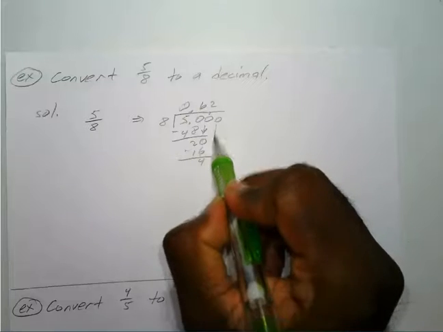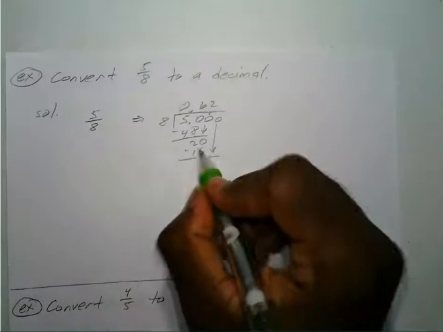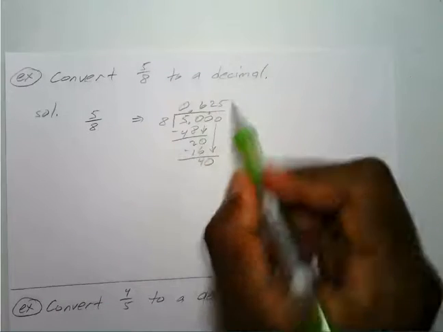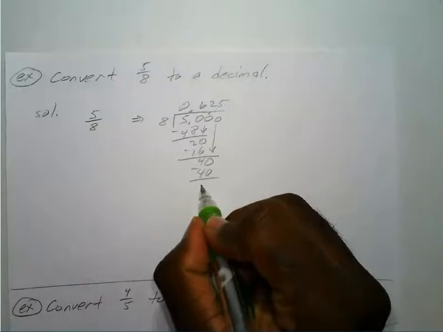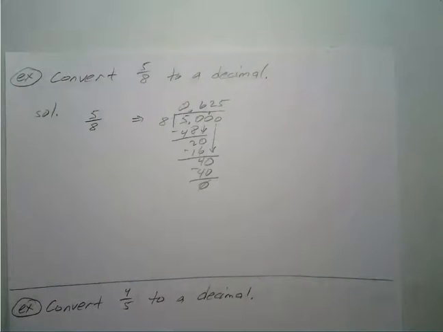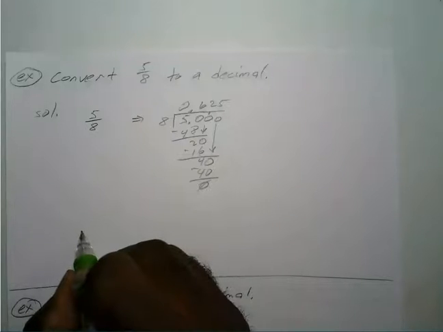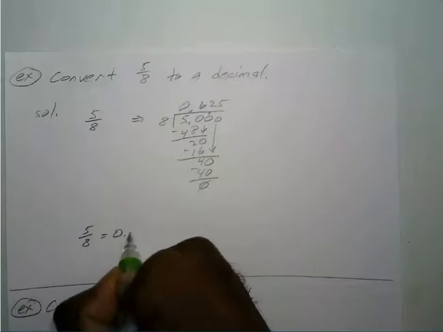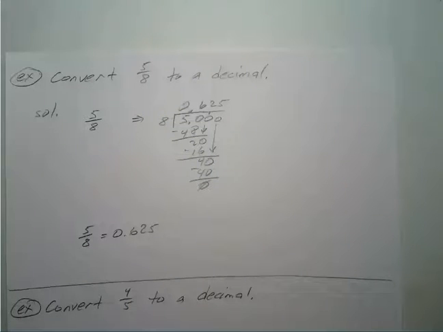So we go ahead and add another 0 and bring that down. 8 goes into 40 5 times. 8 times 5 is 40. And we have a remainder of 0, so we can stop adding our decimal digit zeros. So we know 5/8 is equal to 0.625, or 625 thousandths. That's how you convert a fraction to a decimal.